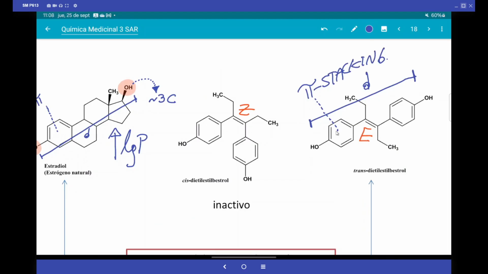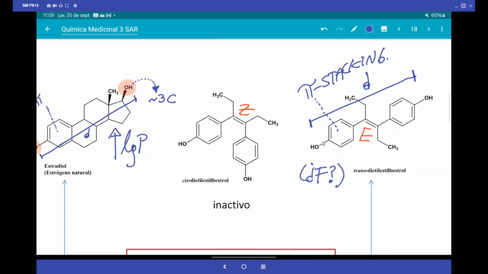Question: and if instead of being hydroxyls, we had fluorine atoms here instead of hydroxyl? There are two questions. First, if the fluorine can be a hydrogen bond participant, and the answer is yes, only as an acceptor. Then we would have to see if in the receptor these hydroxyls are acting as donors or acceptors. If we put fluorine, the fluorine will only be able to act as an acceptor.